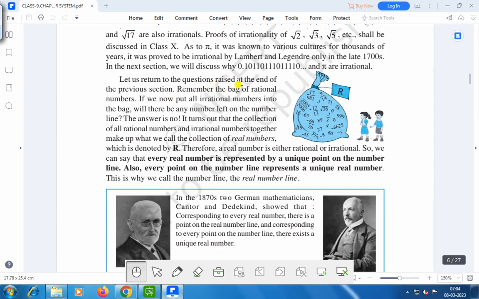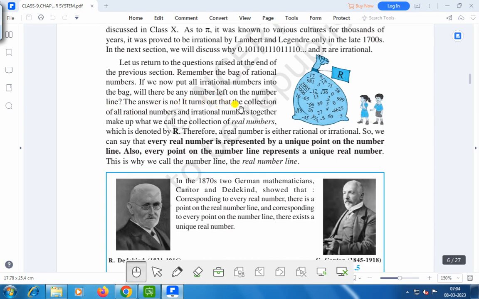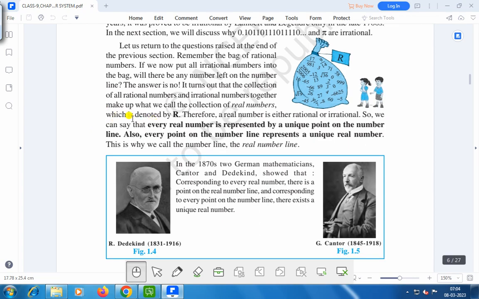Let us return to the questions raised at the end of the previous section. Remember the bag of rational numbers. If we now put all the irrational numbers into the bag, will there be any number left on the number line? The answer is no. It turns out that the collection of all rational numbers and irrational numbers together make up what we call the collection of real numbers, which is denoted by R. Therefore, a real number is either rational or irrational.